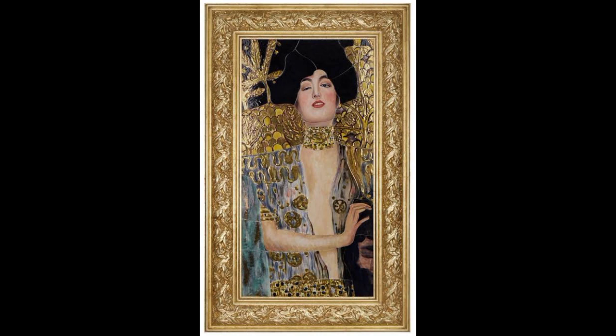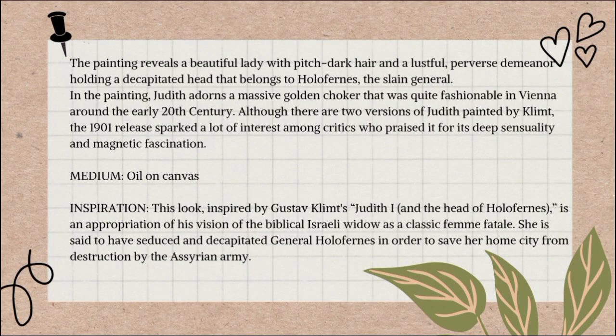The central theme represented by Judith is virtue triumphing over vice. The model who posed for this masterpiece was Adele Bloch-Bauer. It's now clear that she was Klimt's favorite model. The painting reveals a beautiful lady with pitch-dark hair and a lustful purpose, demurely holding a decapitated head that belongs to Holofernes, the slain general. In the painting, Judith wears a massive golden choker that was quite fashionable in Vienna around the early 20th century. Although there are two versions of Judith painted by Klimt, the 1901 release sparked a lot of interest among critics who praise it for its deep sensuality and magnetic fascination.